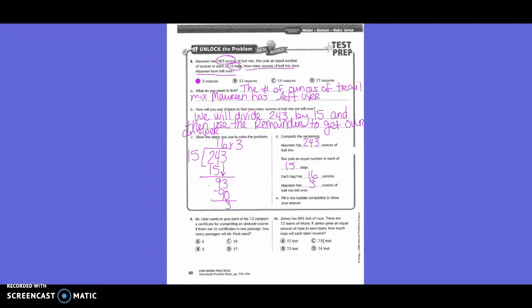So complete the synthesis. Maureen has 243 ounces of trail mix. She puts an equal number in each of 15 bags. Each bag has 16 ounces. Maureen has 3 ounces of trail mix left over, and then we filled in our bubble.